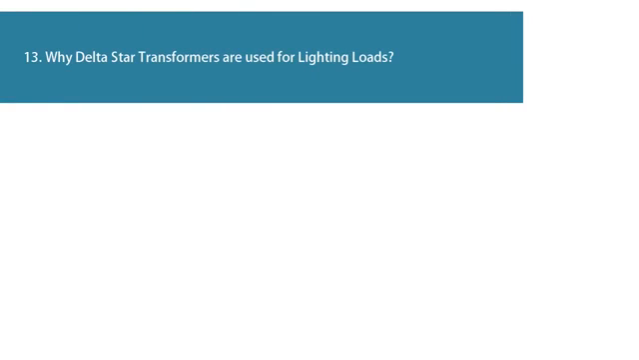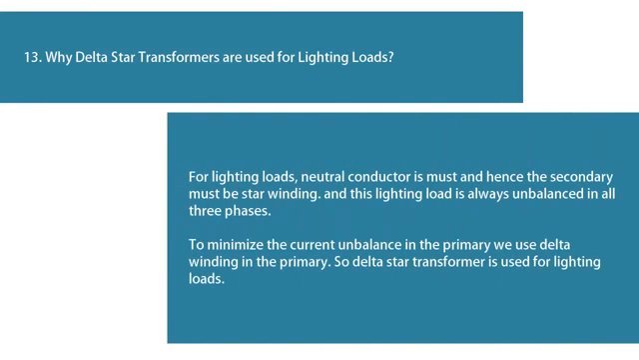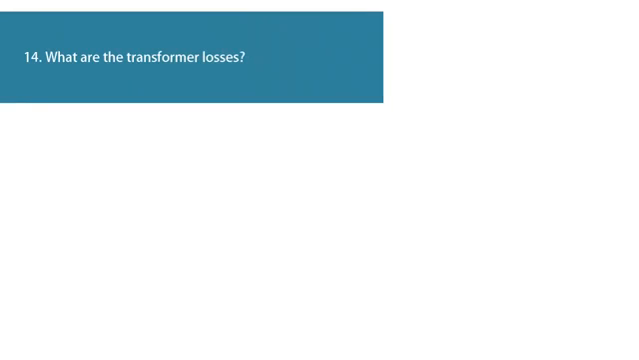13. Why are delta star transformers used for lighting loads? For lighting loads, a neutral conductor is a must, and hence the secondary must be star winding. This lighting load is always unbalanced in all three phases. To minimize the current unbalance in the primary, we use delta winding in the primary. So a delta star transformer is used for lighting loads.